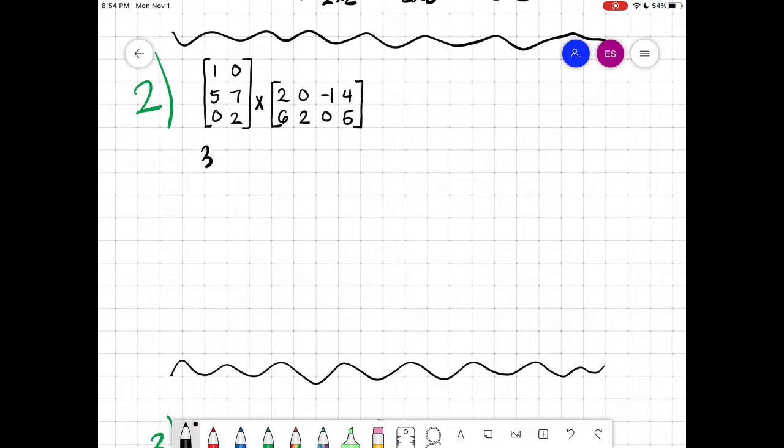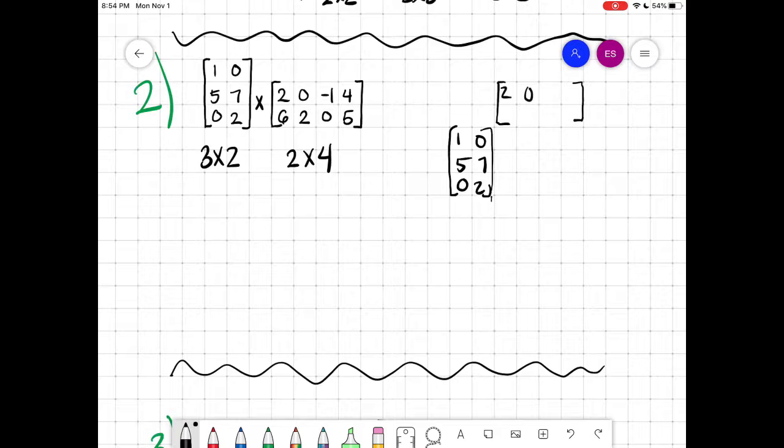Remember, we're putting the second one up in the corner. We have a 3 by 2 and a 2 by 4. And we're putting the first one in the lower left-hand corner. Making them the right size, we've got a 1, 0, 5, 7, 0, 2, and then 2, 0, -1, 4, 6, 2, 0, 5. Let's go ahead and give this a shot.